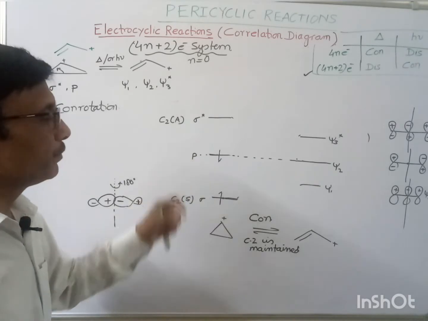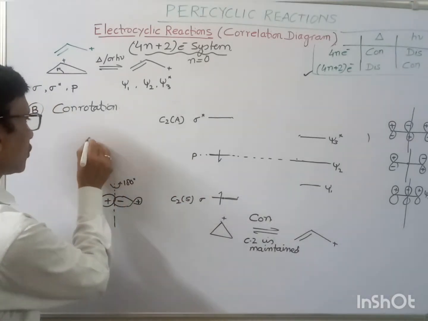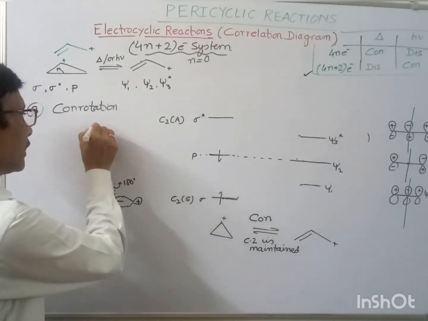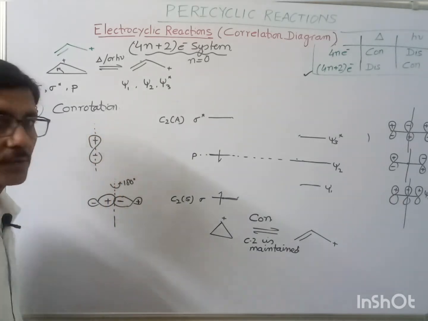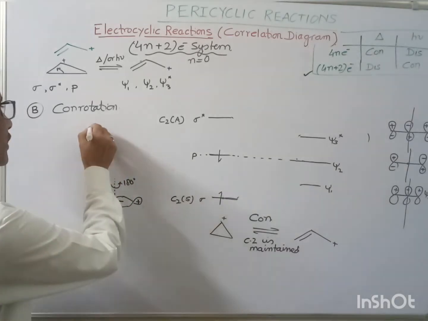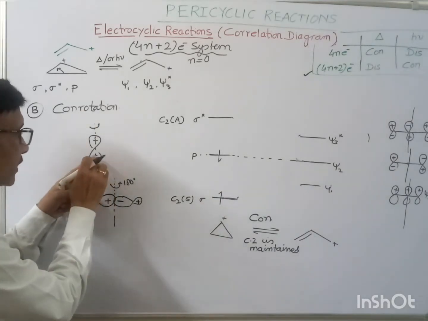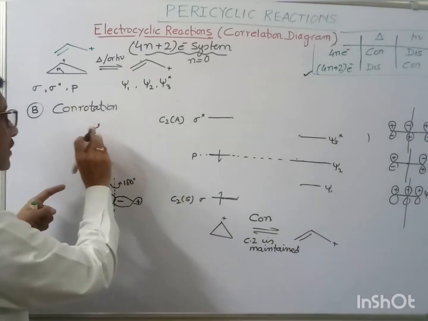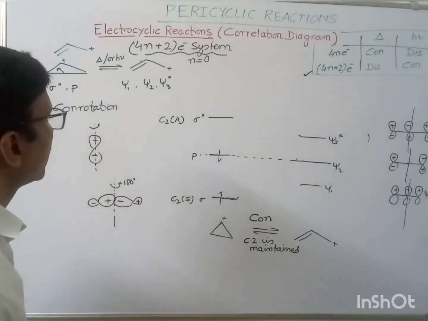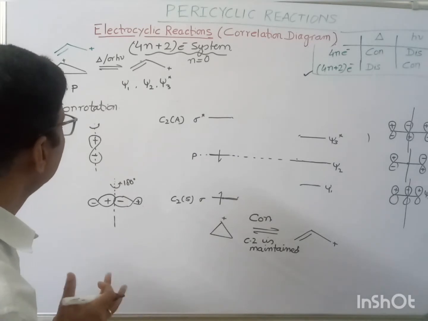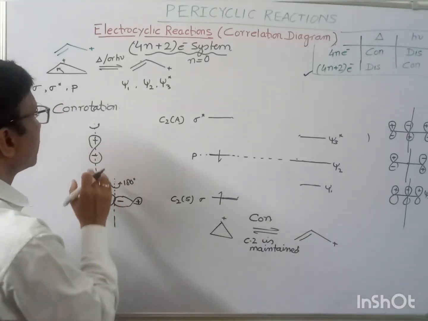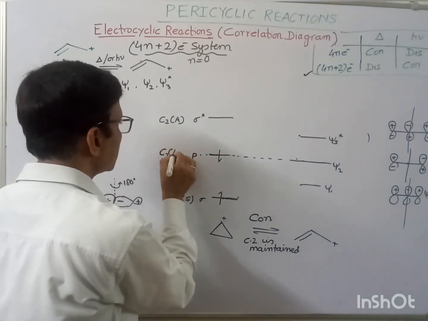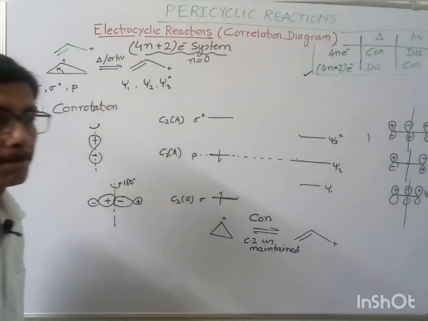Now what about this P? This is the P orbital, plus and minus. Suppose we draw this axis and rotate by 180 degrees, then in place of plus, minus will come after rotating by 180 degrees. That's why it is anti-symmetric with respect to C2.